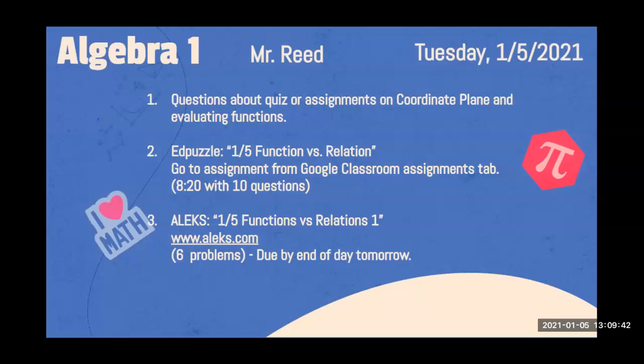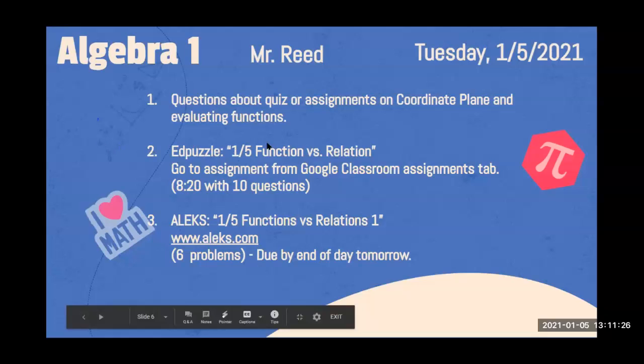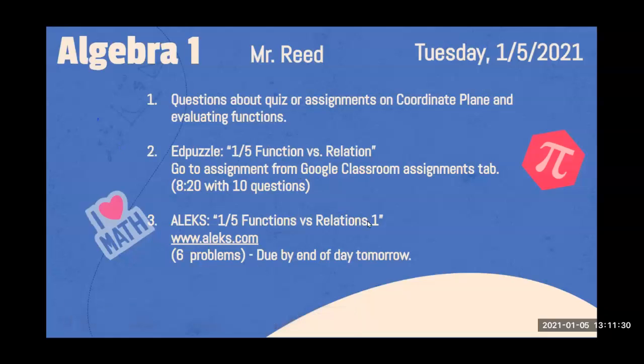No, sir. Pretty much the rest of class here is to work hard on whatever we need to work on, but you see number 2 on that agenda is an Ed Puzzle, and that Ed Puzzle is going to be our first introduction to the formal definition of functions in math.